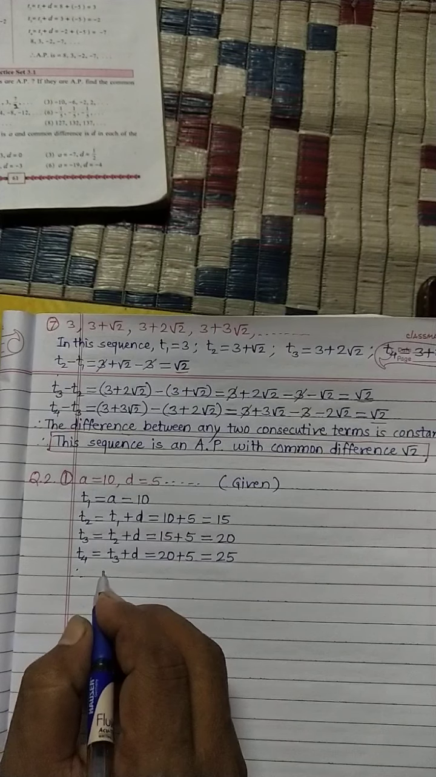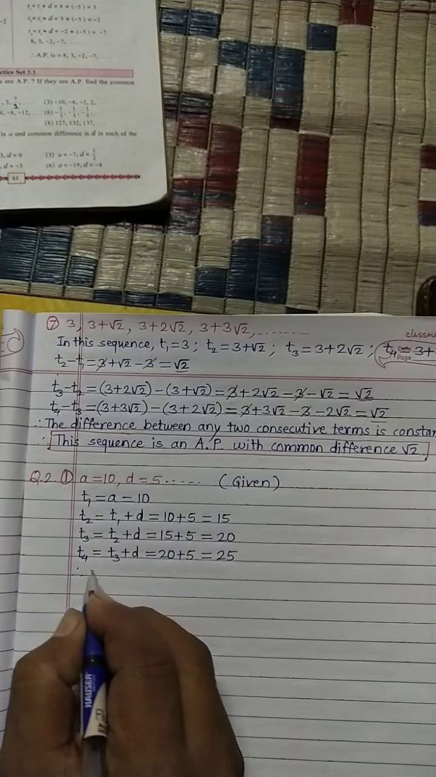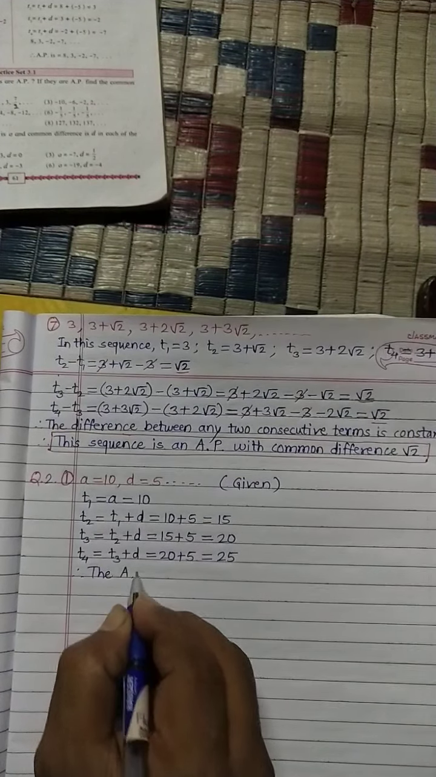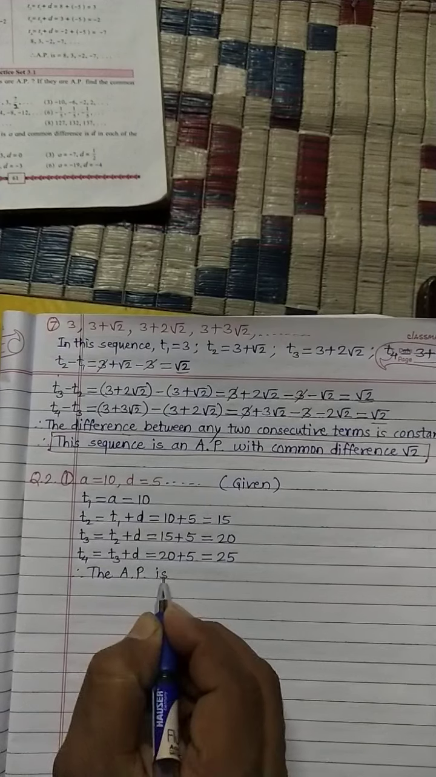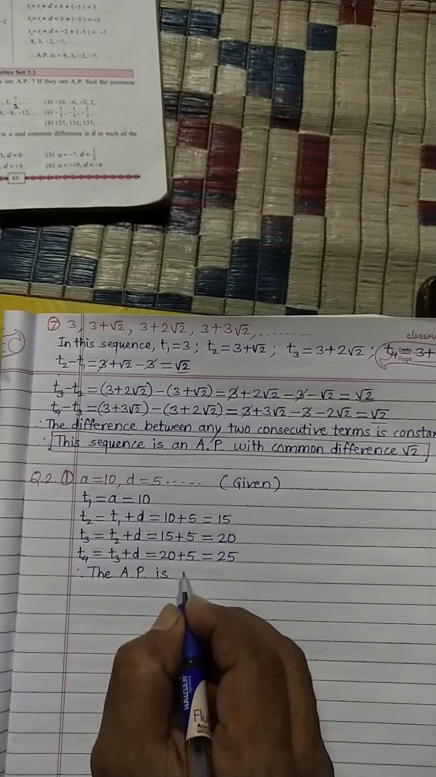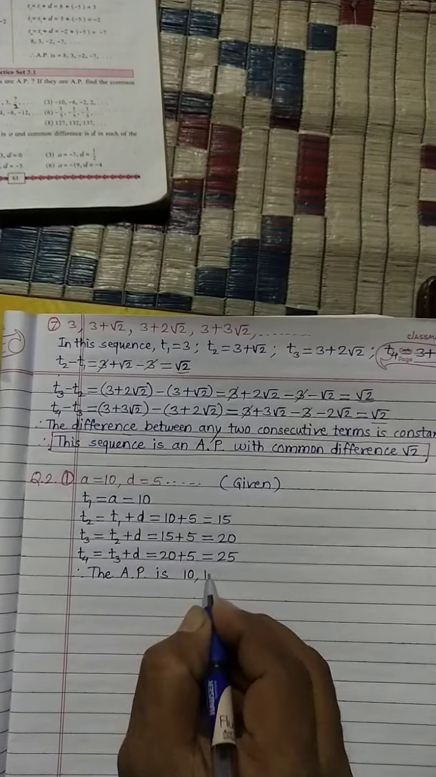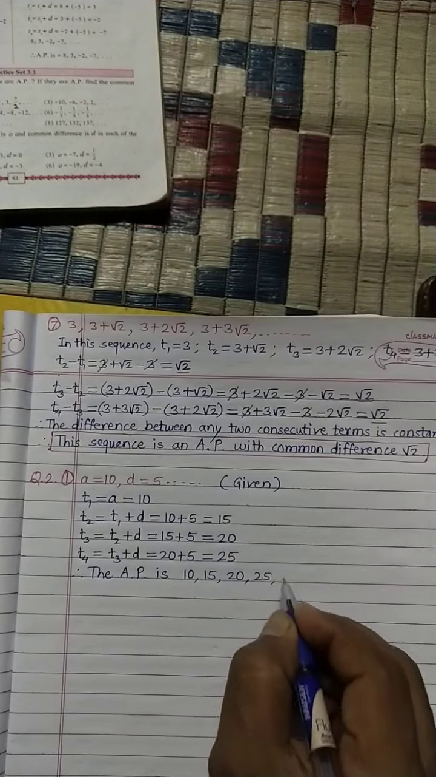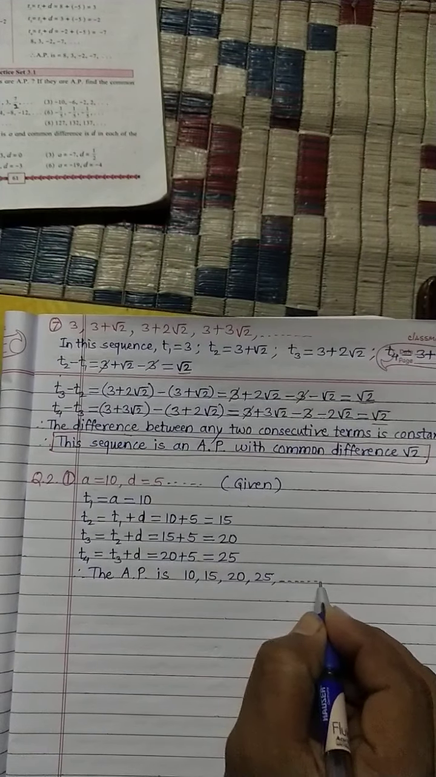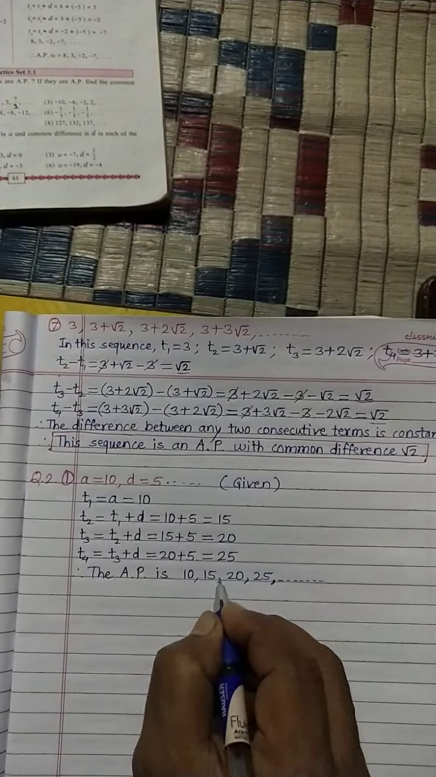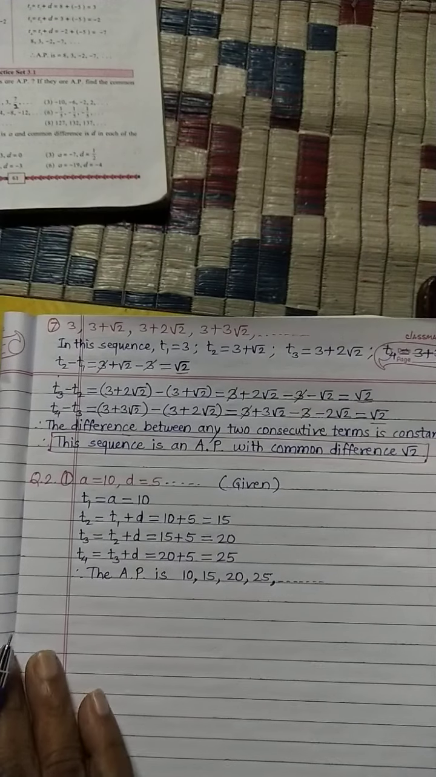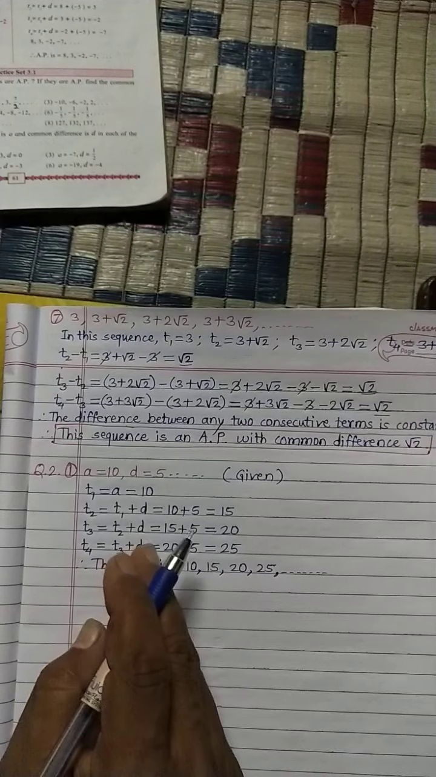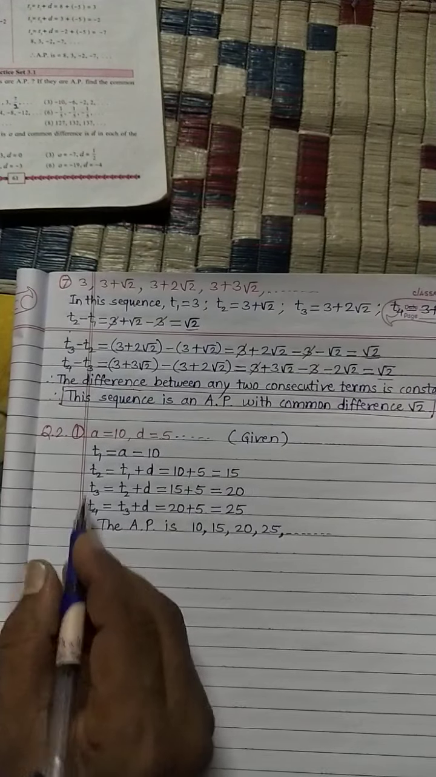So the arithmetic progression, means the AP, is 10, 15, 20, 25 and so on. Okay. So in this way we can solve the next examples also.